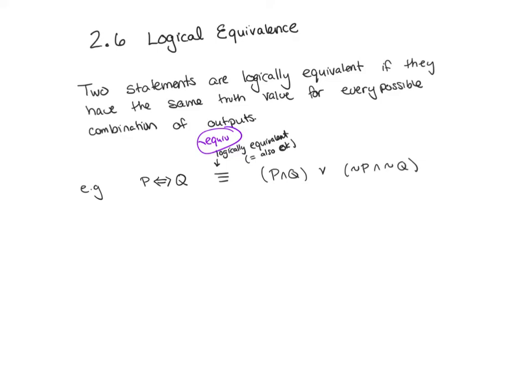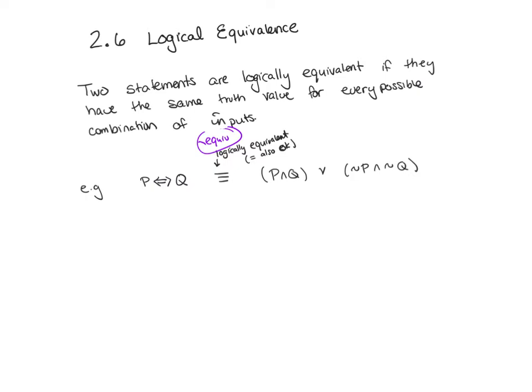Section 2.6 looks at logical equivalence. So we're going to say that two statements are logically equivalent if they have the same truth value for every possible combination of inputs. Sorry, I wrote outputs here. Let's fix that. So, for example, I can say that P if and only if Q is logically equivalent to P and Q, or not P and not Q.